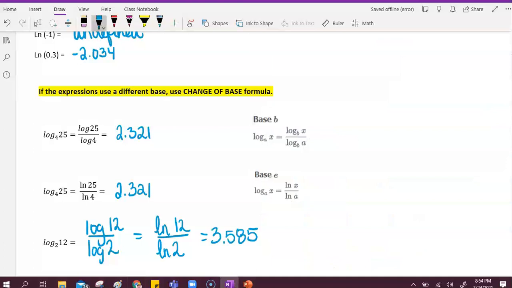Okay, so this is change of base. If your base is not base 10, therefore you cannot put it into the calculator, then we will be using change of base formula, and then you'll be able to solve them. And then you just put them in the calculator and divide them.